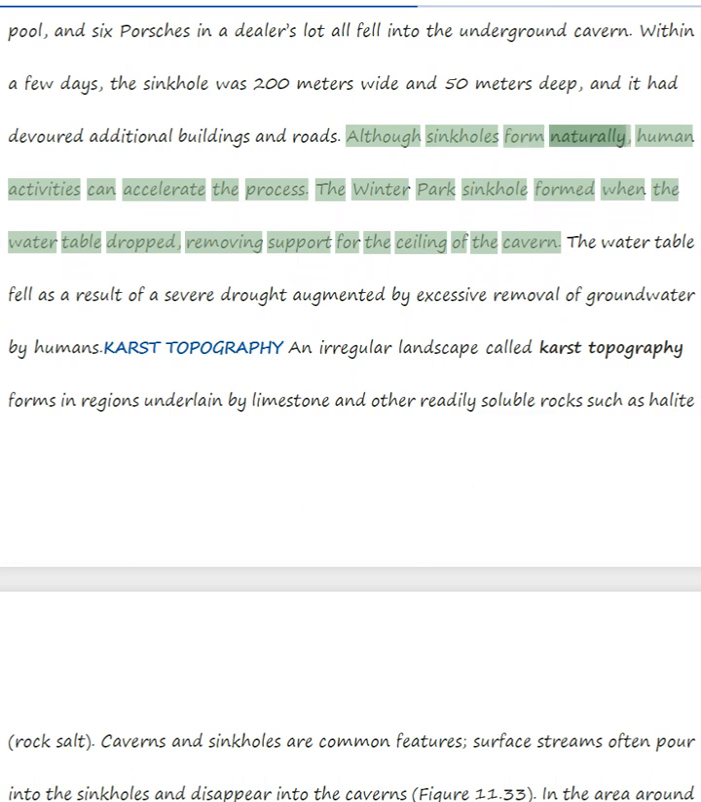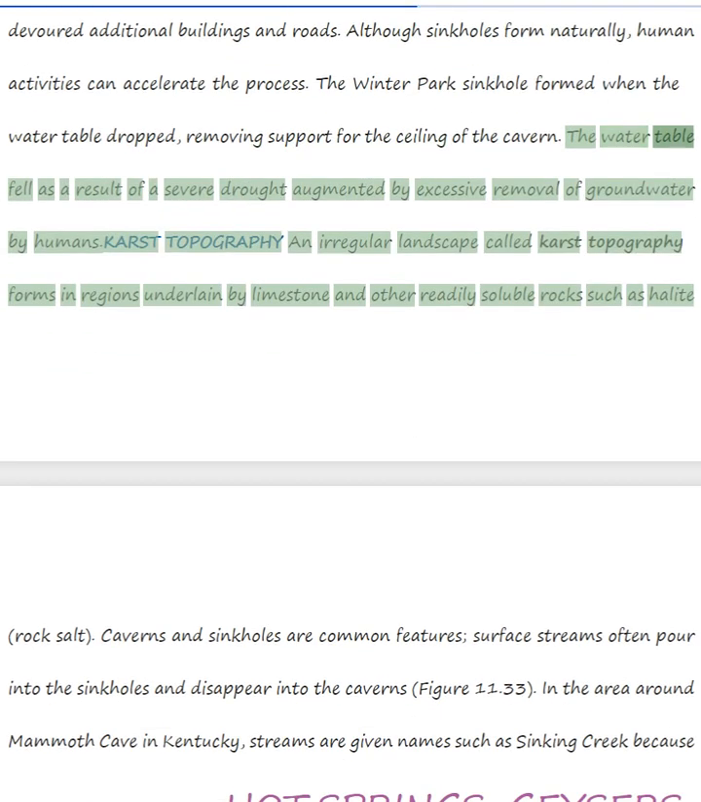Although sinkholes form naturally, human activities can accelerate the process. The Winter Park sinkhole formed when the water table dropped, removing support for the ceiling of the cavern. The water table fell as a result of a severe drought augmented by excessive removal of groundwater by humans.